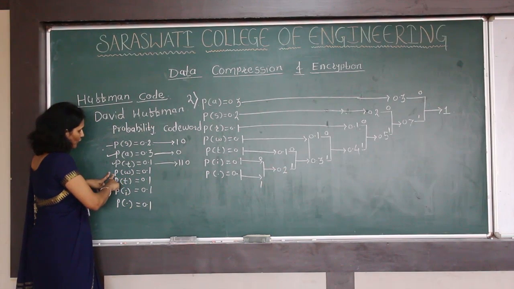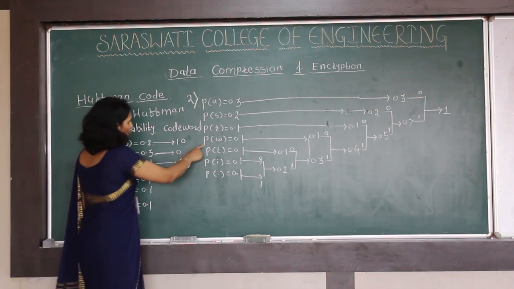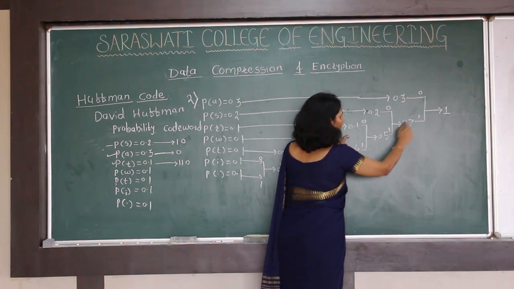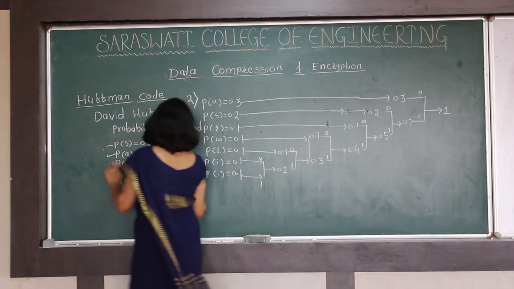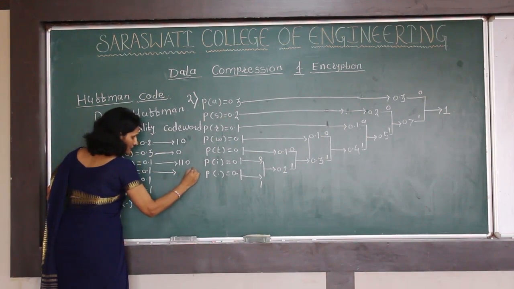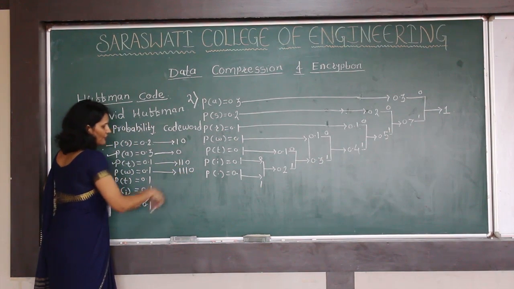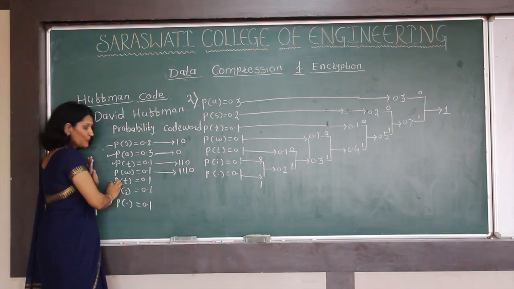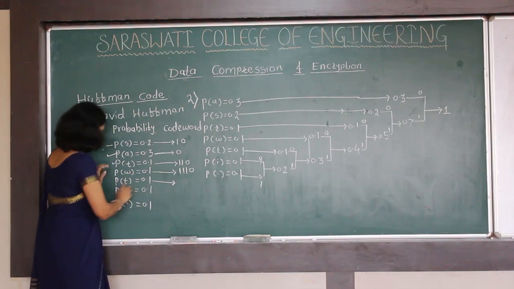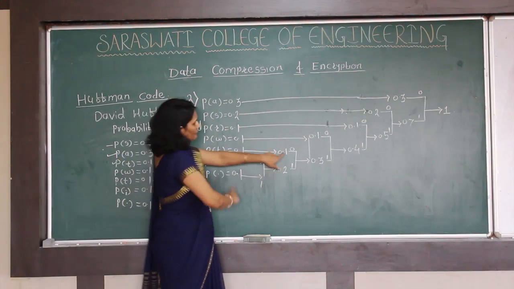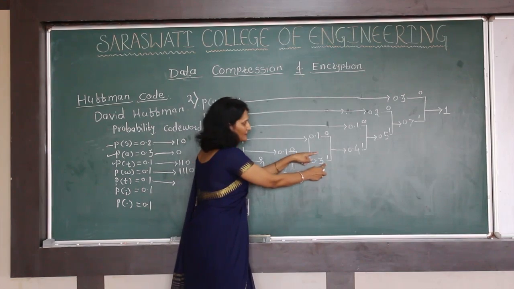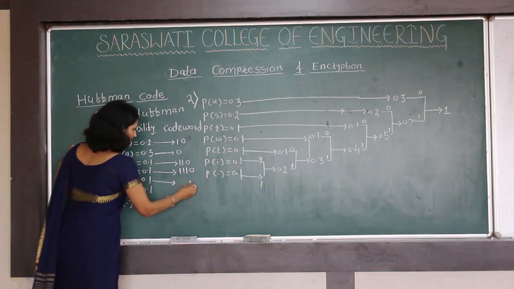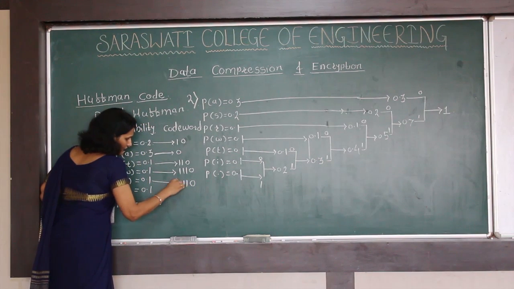Then for the next symbol, that is P of W, calculate the code word. It is 0, then 1, 1, 1. That means 3 times 1. For P of W, it is 0, 1, 1, 1. Then next calculate the code word for P of T. For P of T, first is 0, after that 1, then 1, 1, 1. That means 4 times 1. Here write down 0, 1, 1, 1, 1.